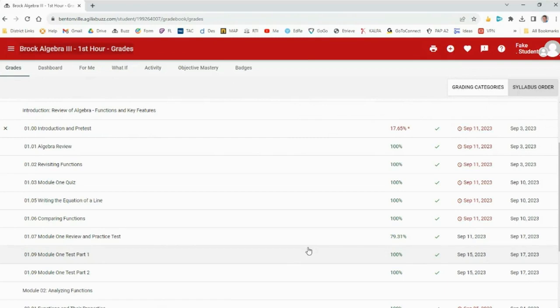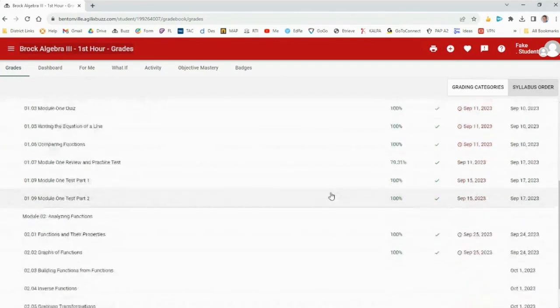That's how my late work policy works. It's in our syllabus that you can turn in late work until we're done with the next module. So you've got basically 2 weeks. If you haven't turned in some of the stuff from module 1, you've got 2 more weeks until it's done forever. So that's where we're looking. I just want to remind you guys of that.